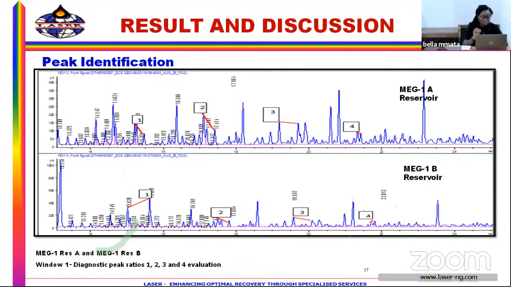So we have to look out for those dissimilarities between these two reservoir fluids. We can now use them to create diagnostic peak ratios that will help us to make a difference between these two reservoirs, and then to aid us in getting the allocation that is coming from the commingled fluid.